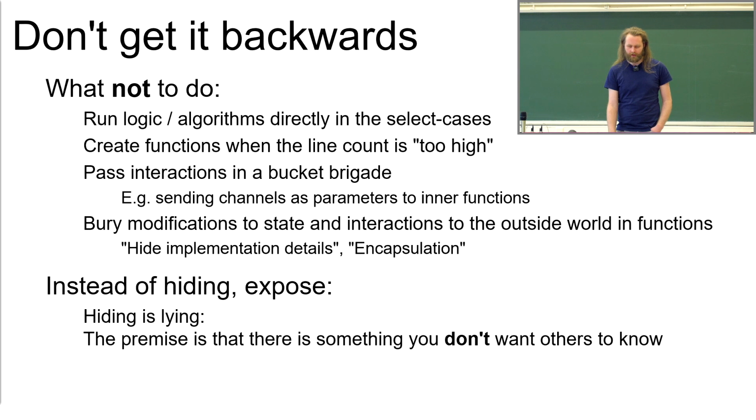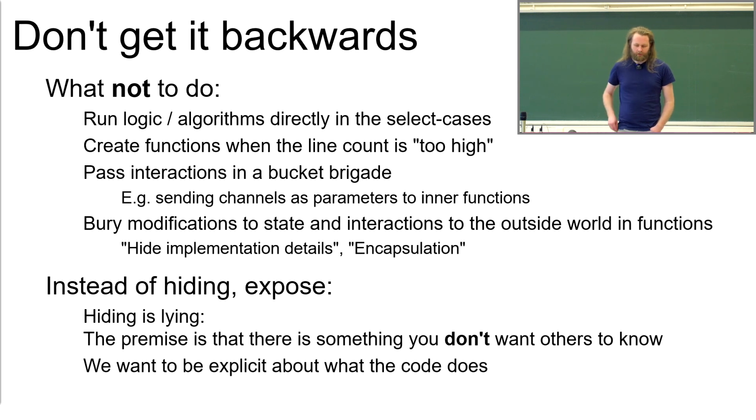So whenever you see that, you know that somebody hasn't thought very much through it. We want to be explicit about what the code does. The more explicit we are about what the code does, the easier it is to understand, because the code tells you what it does and you go, I understand what it does. If the code is like, I don't want to tell you what I'm doing because I'm hiding implementation details, then there's no chance. You're never going to understand it.